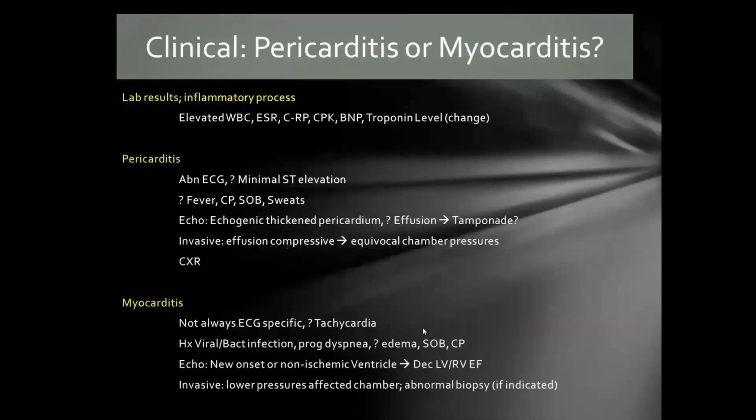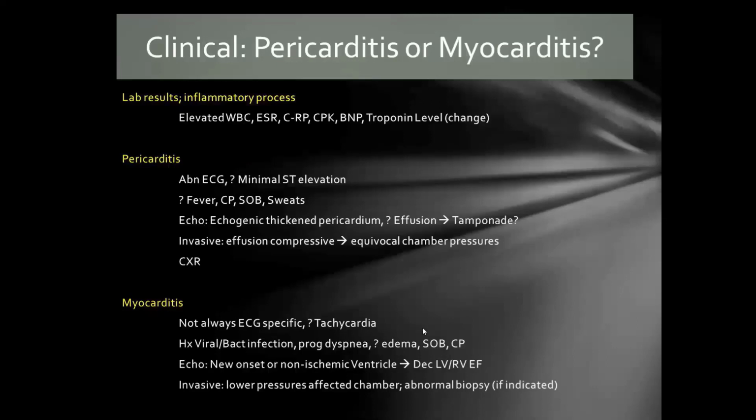Some of the lab results, the practitioners and the attendings are going to look at all these: white blood counts, sedimentation rates, C-reactive protein, CPK, BNP for heart failure, and of course, they're going to look at the troponin levels as they can vary based on whether it's chronic or acute myocarditis. We'll talk about those types here in just a minute.